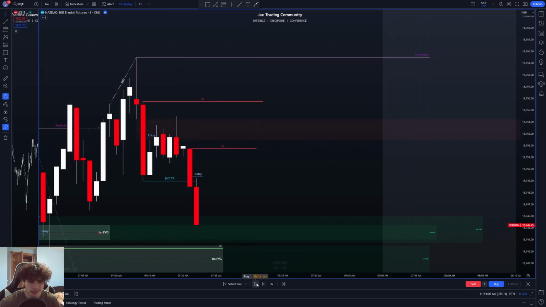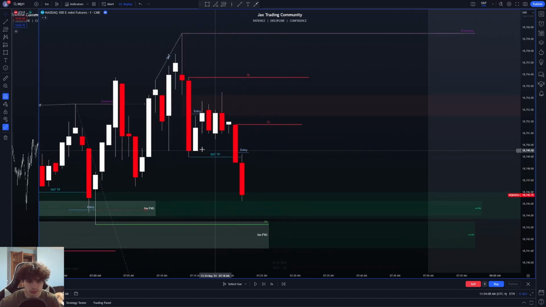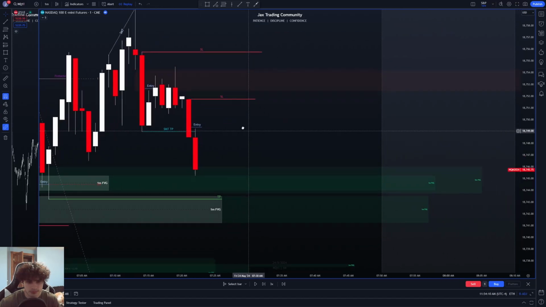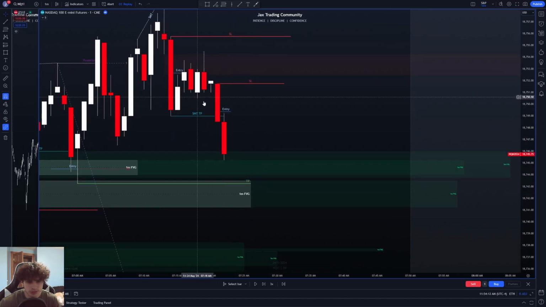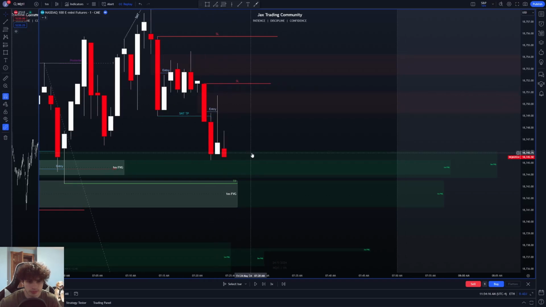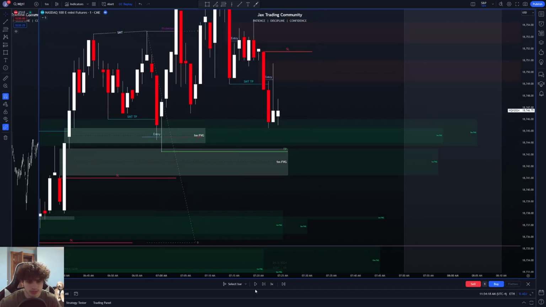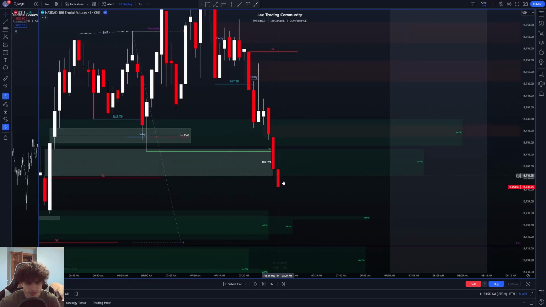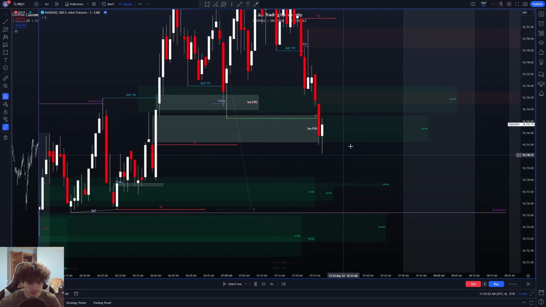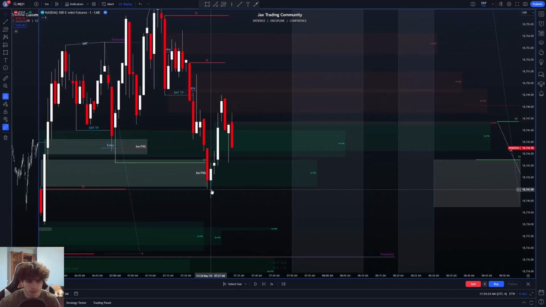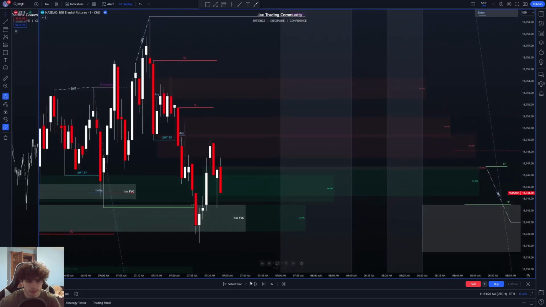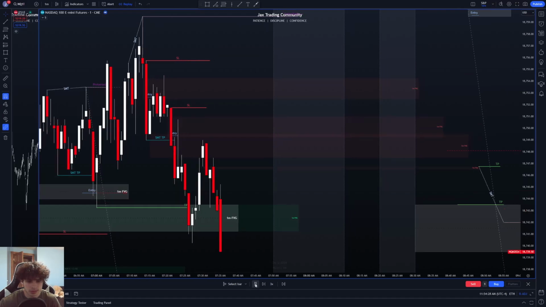All right, we consolidate here. We take out this SMT TP. You could actually take another entry in this fair value gap. Put your stop at the top of this candle. We enter the fair value gap, and you can put a TP down at this low, which is also where the 1 minute fair value gap is. Now let's see where we head. So we respect this 1 minute fair value gap. We get displacement back up.